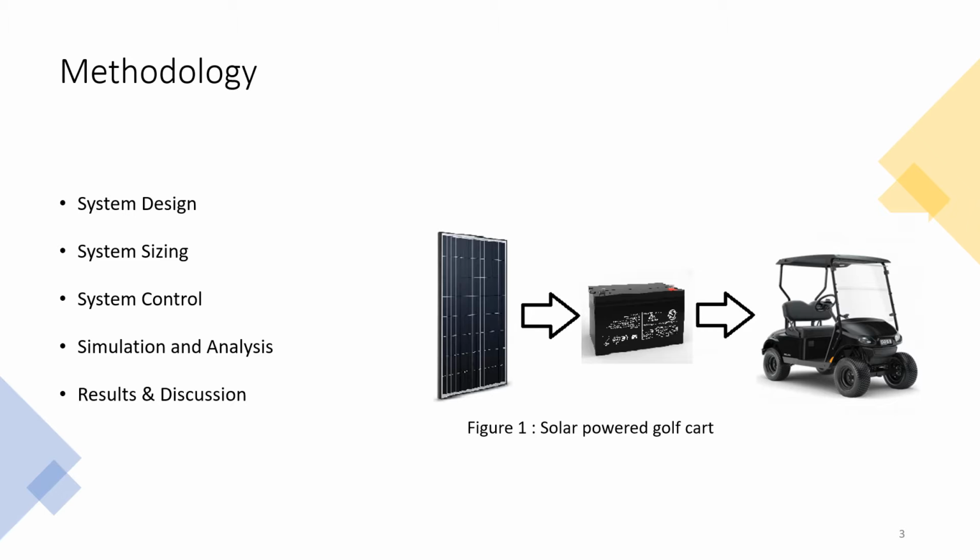First is system design, where we look at the electrical circuit required to charge the battery via solar panel. Then comes system sizing, where the rating and size of different components are selected based on power requirements and size limitations. Third comes system control, where an algorithm is implemented to use the solar resource to max potential, after which the complete design is simulated in Simulink for analysis.